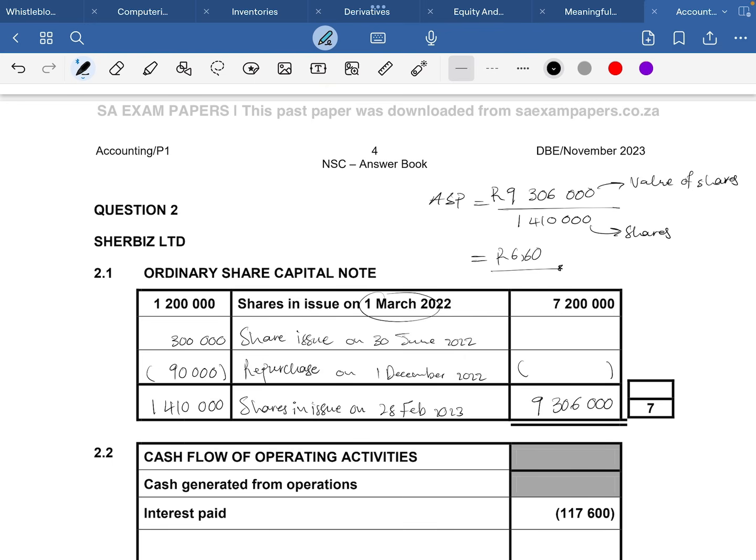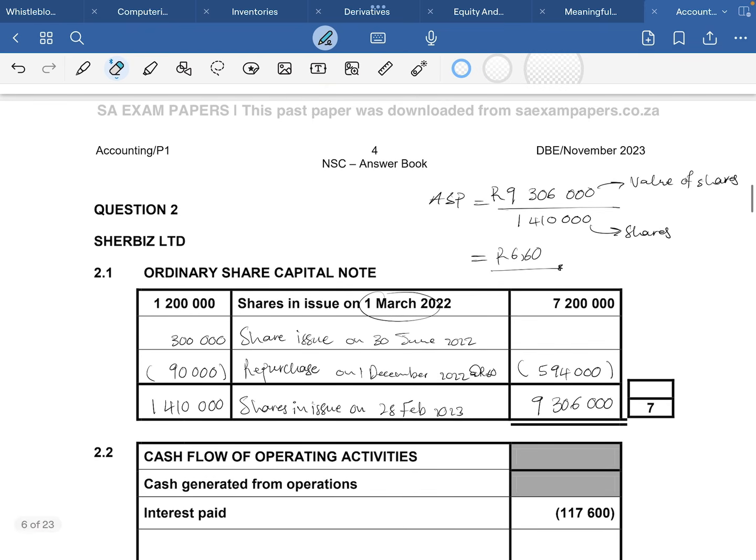So from there you get, okay, let's say at 6 rand 60. Let's just squeeze this in here. All right, so if you say 90,000 multiplied by 6 rand 60, let me just quickly calculate that. So it's 6 rand 60 multiplied by 90, so that gives me 594. Okay, so that's 5,594. These numbers are confusing me today.